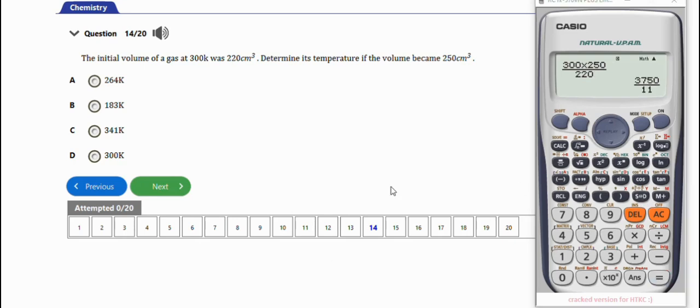So you press the calculator and see the output. You press SD to put the output in decimal. We have 340.9. If you are rounding up to the nearest whole number, this is equivalent to 341. Alright, so that is for this question. Right option is option C, 341 Kelvin. That will be our T2. Okay, so that is for this question.